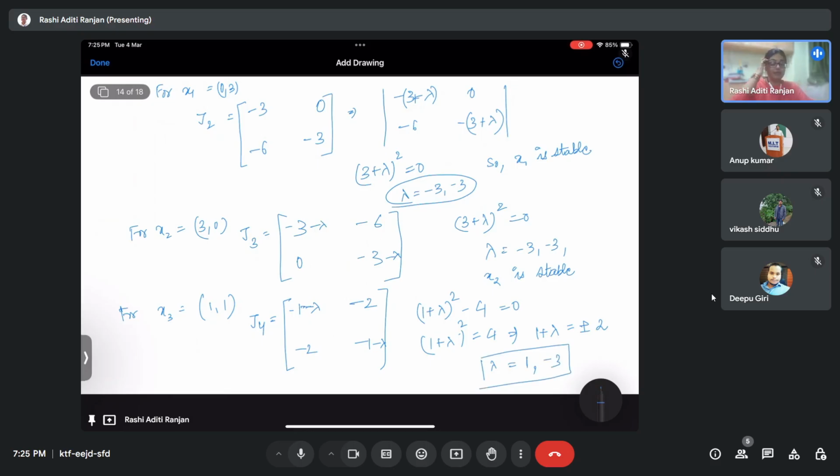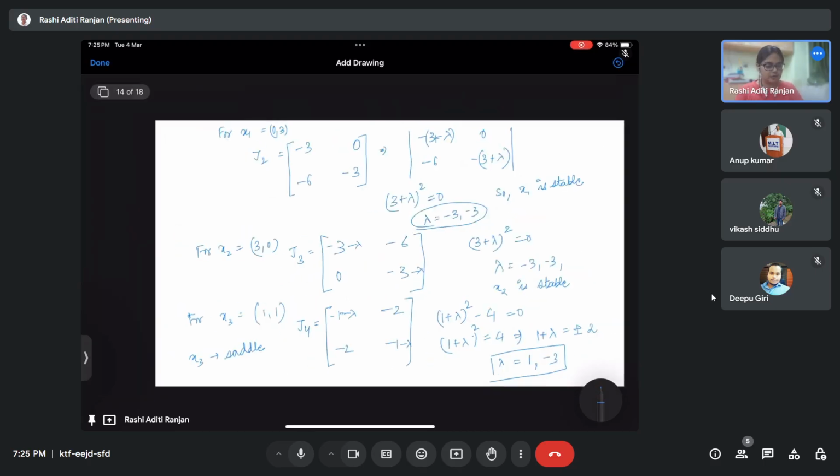See, we have a positive eigenvalue and a negative eigenvalue, which means that x3 is a saddle. If you remember, a saddle was a point which had convergence from one direction and divergence from the other direction, as we discussed in the previous week's live session. So it is going to be a saddle.